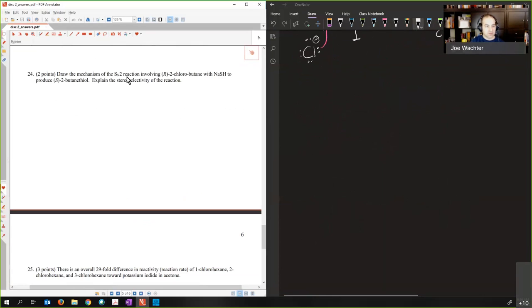Next, draw the mechanism of the SN2 reaction involving R-2-chlorobutane with NaSH to produce S-2-butanethiol. What? 5E? There is no five. Oh, wait. There's no 5E.